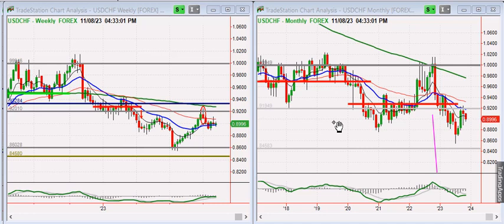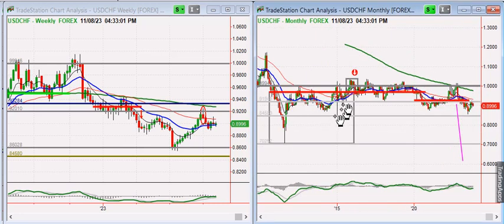Let's have a look at the Swiss against the US dollar. This is a long-term chart I've been talking about for many years. This is an S1 pattern. Well, it's grinding lower, right? Slowly lower, putting in another S1, nicely touching here, finding resistance with the 200 on the way down.